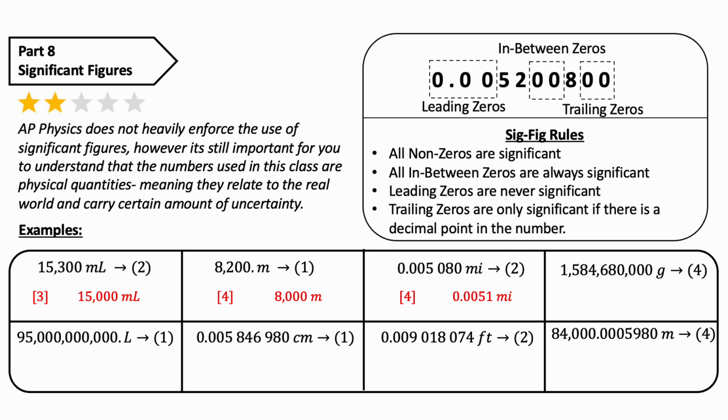Now for the fourth one, we have the number 1,584,680,000 grams. And now I want to take this number. Well, first I want to know how many sig figs are in here. All of those numbers in front are non-zeros. So are those last 4 zeros significant or not? No. They are trailing zeros, and there's no decimal in here. So the 1, 5, 8, 4, 6, 8 are all significant. How would I round this down to 4 sig figs?